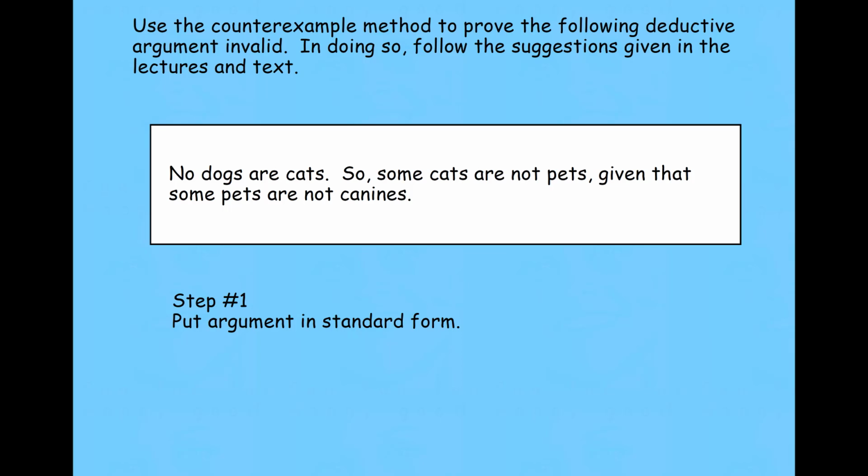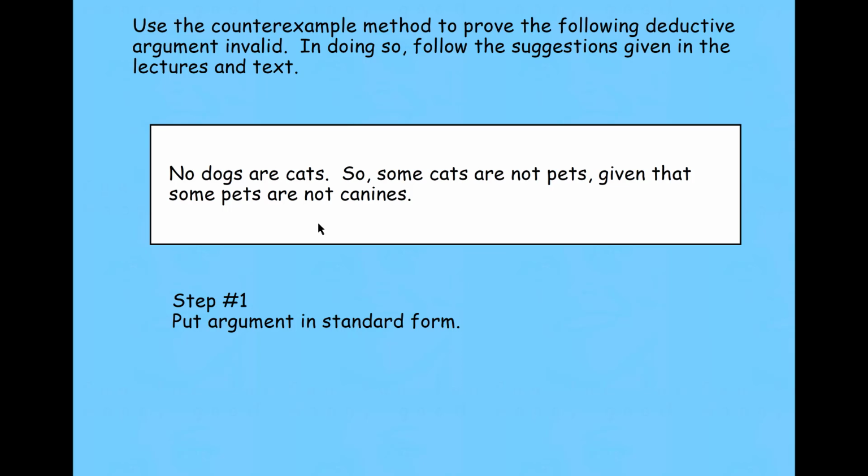Okay, so when I'm trying to put this argument into the standard form, I want to identify the premises and the conclusion. Here I've got a conclusion indicator, so I've got this as my probable conclusion. I've got a premise indicator here, so this is one of my premises. And the first sentence here, that'll probably be the other premise. So I'll put the argument into standard form.